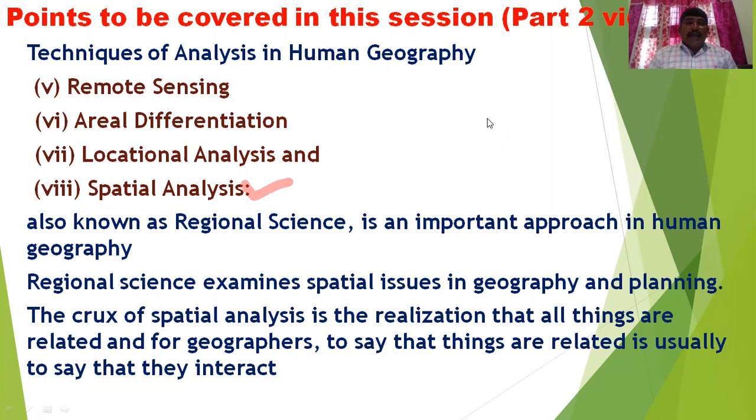The crux of spatial analysis is the realization that all things are related. For geographers, to say that things are related is usually to say that they interact. Perhaps the best examples of interaction in the contemporary world have to do with what is often described as globalization, a complex set of processes with economic, political, and cultural dimensions.